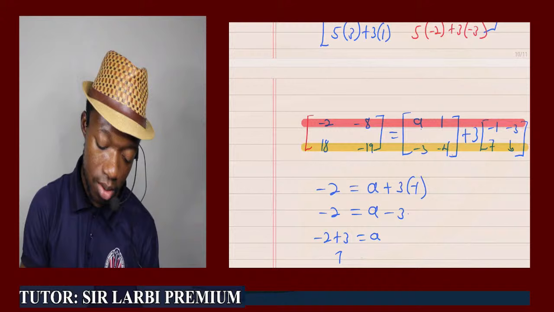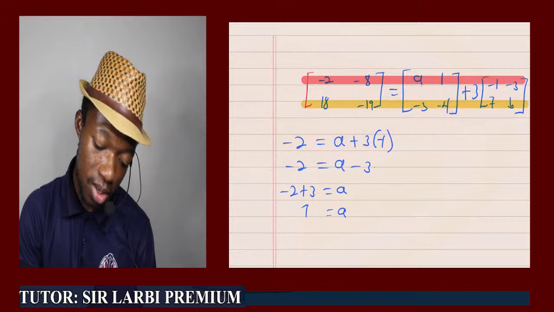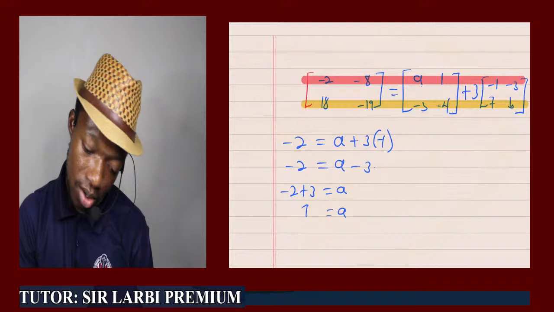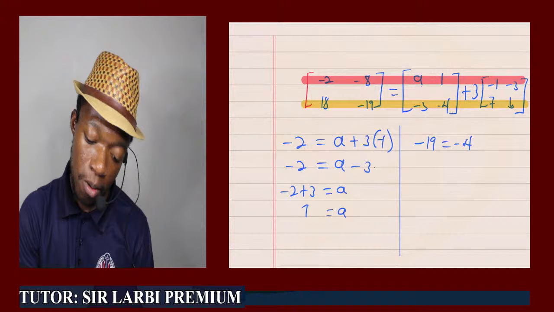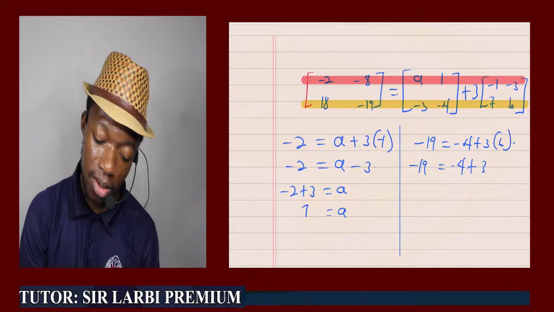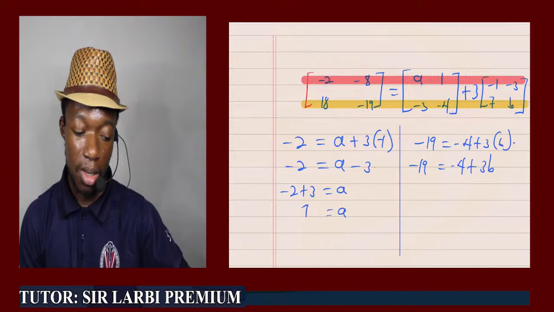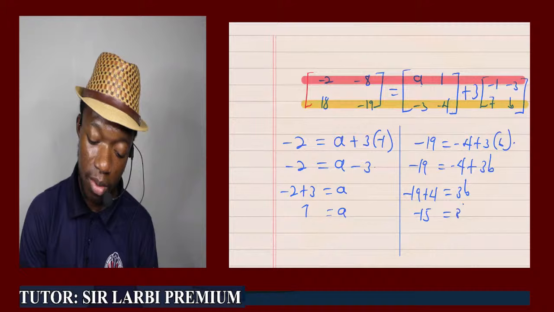So once you have A is equal to 1, you follow the same thing and then solve for B. Okay, so for B, we have the negative 19 coming up to be equal to negative 4 plus 3 multiplying the B. Scalar multiplication. So negative 19 is equal to negative 4 plus 3B. So when the negative 4 joins negative 19, we will get negative 15. So we have negative 19 plus 4, and that should give us 3B. So here will give me negative 15, and that should give me 3B. So dividing both sides by 3, we are going to get B to be equal to negative 5.